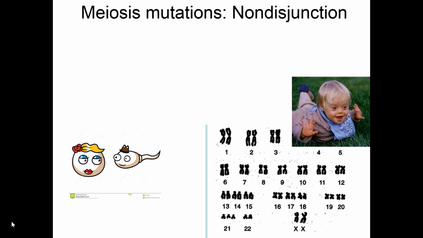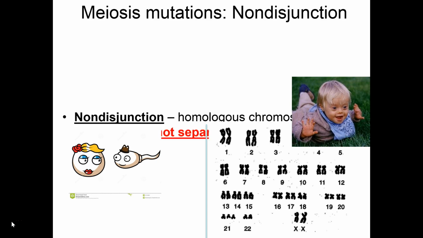Another way that chromosomal abnormalities can happen is through non-disjunction. We talked about disjunction when we were talking about meiosis. If you remember, disjunction was when the chromosomes separated in anaphase, so non-disjunction would occur when they stuck together and didn't split properly during anaphase.